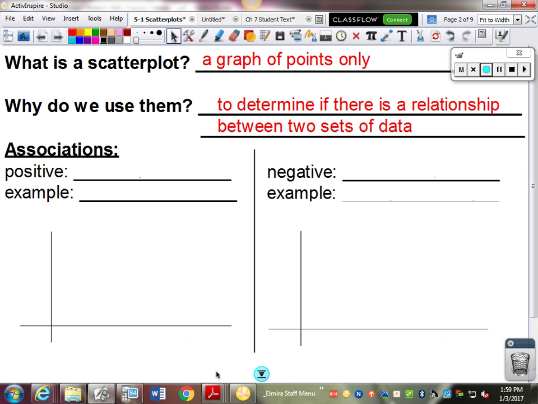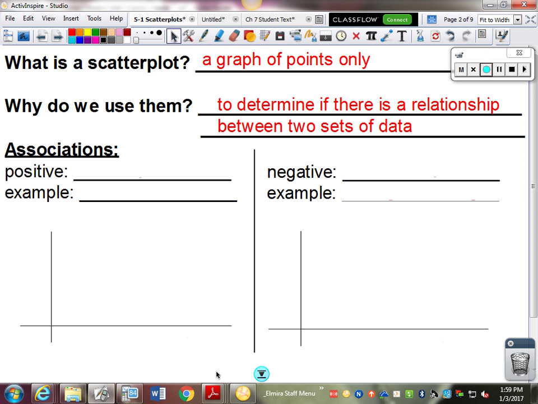Sometimes we think there's a relationship, like if you've ever heard the expression, an apple a day keeps the doctor away. Somebody thought, well, apples are healthy, so healthy things mean you don't get sick as often. Well, that's not necessarily true, okay? So you might look at data to determine if a relationship that you feel might be there actually is or is not there.